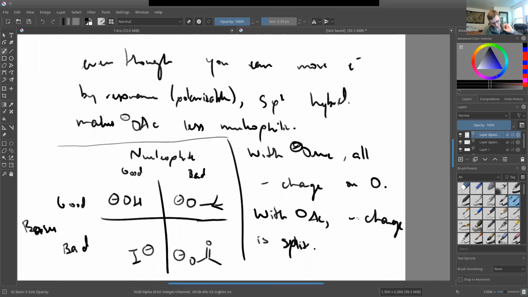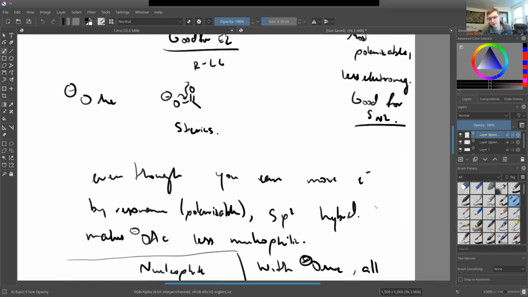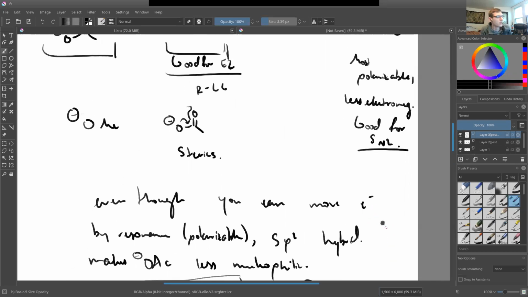I guess all of these effects add up. There's the charge being split on the acetate. You have the sp2 hybridization, which doesn't help. It makes it harder to give up those electrons. Although we normally don't talk about hybridization so much when it comes to nucleophiles, that also comes up. And there's the minor steric argument, which will make it a little bit worse.